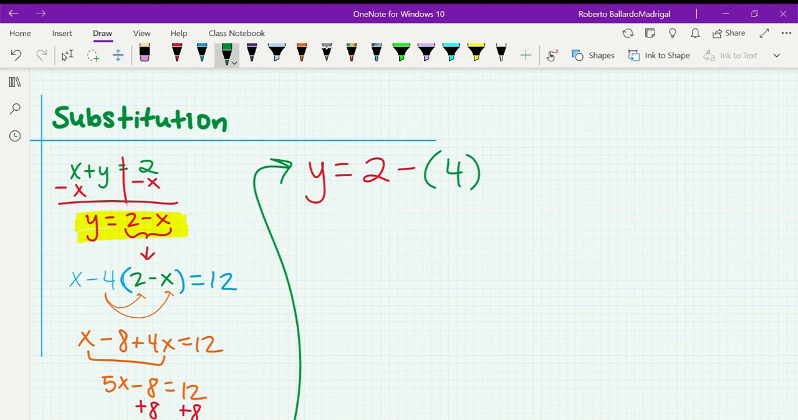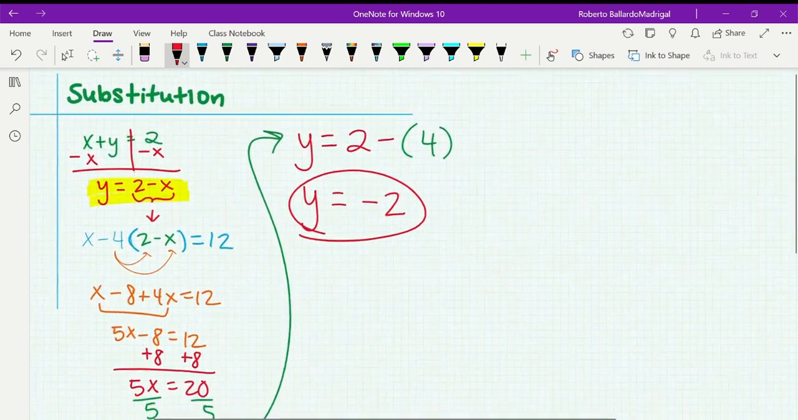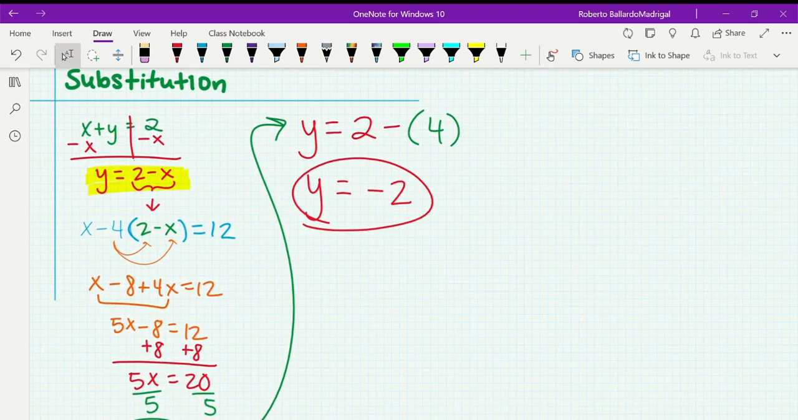Okay? And that should be super simple. 2 minus 4. What is 2 minus 4? Negative 2. And so that gives you a solution of the following. By the way, simply writing your answer, x equals this, y equals that, that's not a complete statement. A full solution is a coordinate point. We're looking for coordinate points. So what I want to see in your solution, in your answer, is the following. I want to see this. Solution.